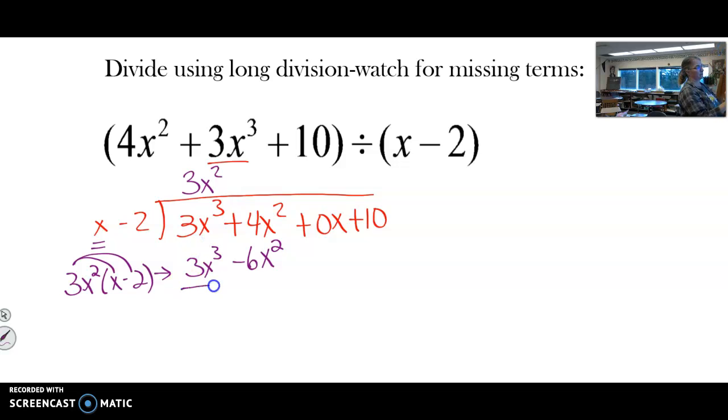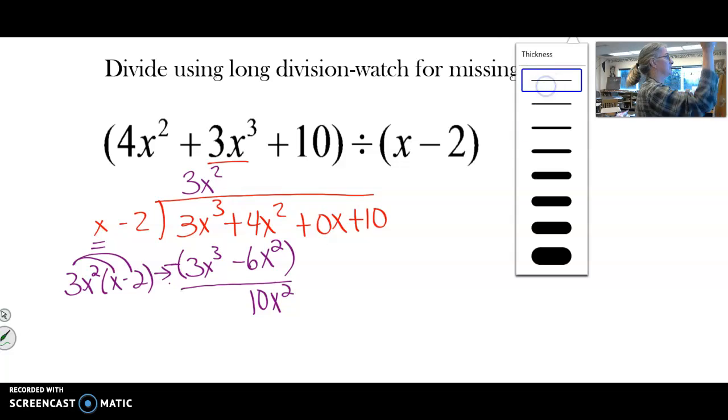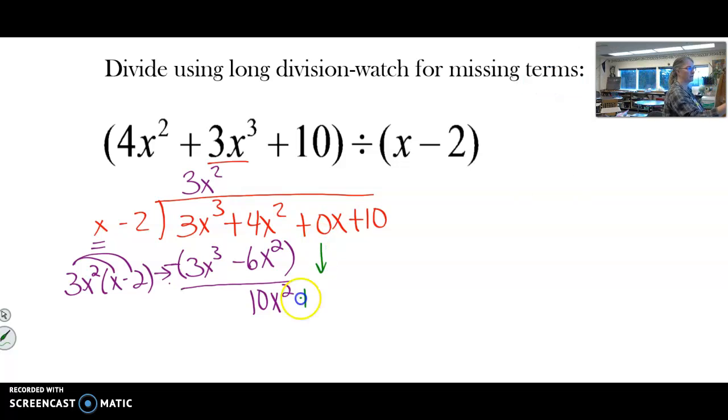And now we're going to subtract. So we end up with 4 minus a negative 6 becomes plus 6, so it's 10x squared here, and the 3x cubed minus the 3x cubed is 0x cubed, so I don't even need it anymore.